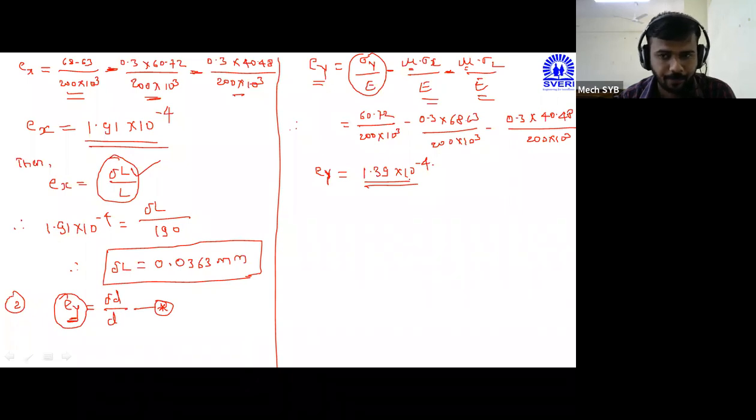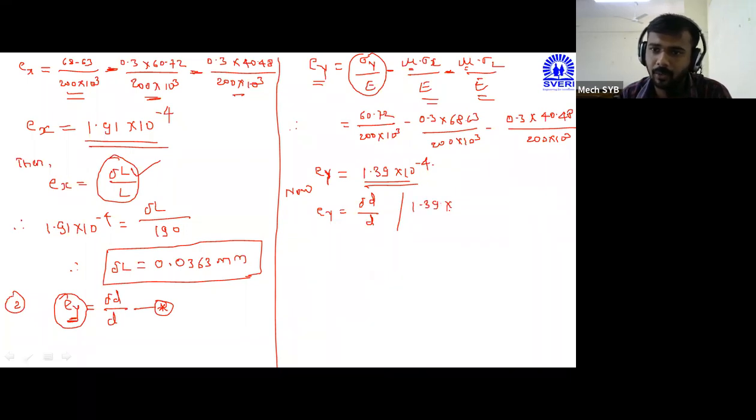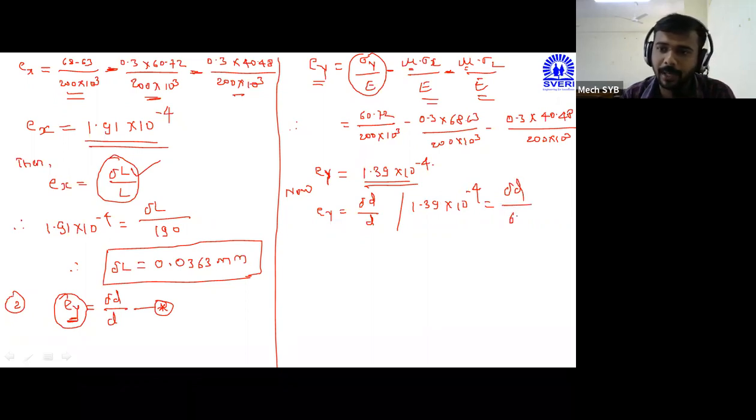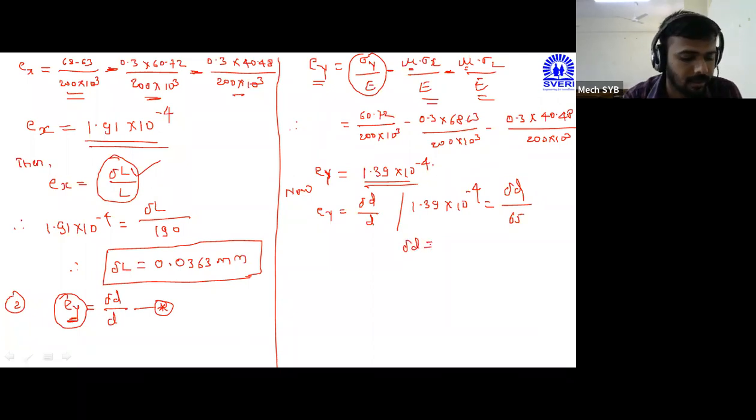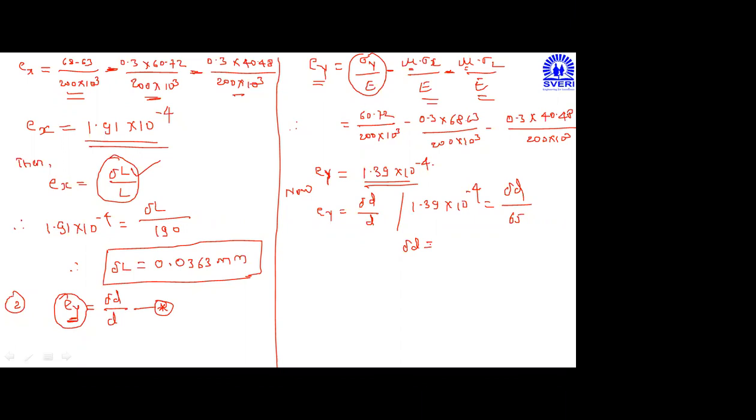(1.39 into 10 raised to minus 4). If you have calculated epsilon y, then use the another formula of epsilon y. Epsilon y we have already defined as delta d upon d. So epsilon y 1.39 into 10 raised to minus 4 is equal to delta d. We have to calculate that, the change in depth, and the original depth we are having is 65. Therefore, delta d is equal to 9.03 into 10 raised to minus 3.